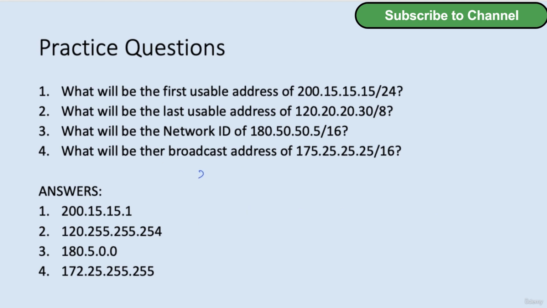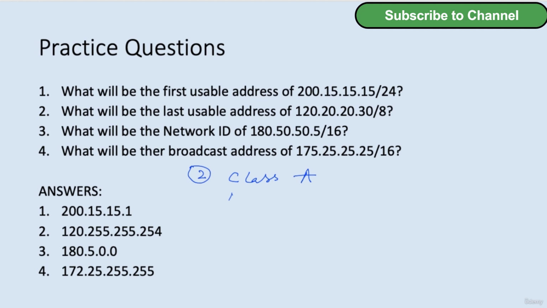Next question is: what will be the last usable address of 120.20.20.30/8? First we will determine its class. So it's a class A IP address.